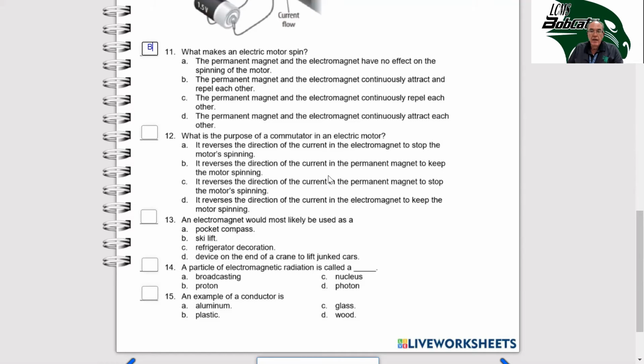The purpose of the commutator in an electric motor is to make this happen, to make it constantly attract and repel each other by switching the direction of the current. It reverses the direction of the current in the electromagnet to stop the motor spinning. No, it reverses the direction of the current in the permanent magnet. The permanent magnet doesn't have current. It reverses the direction of the permanent magnet. No, it reverses the direction of the current in the electromagnet to keep the motor spinning.